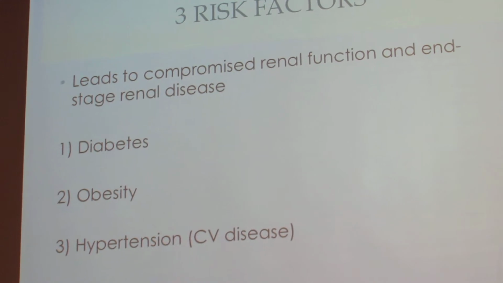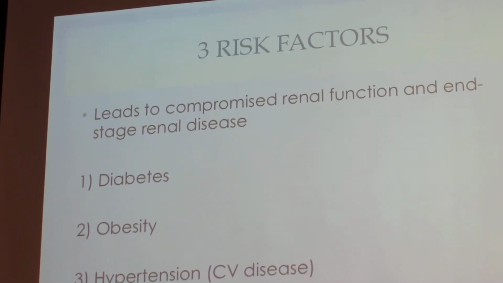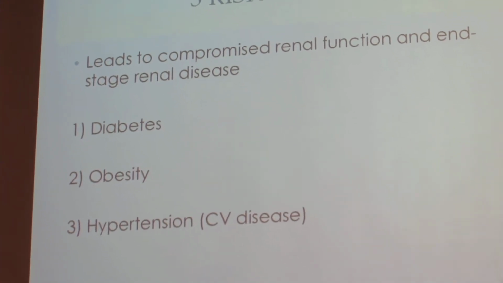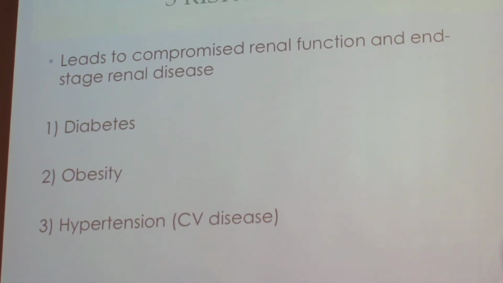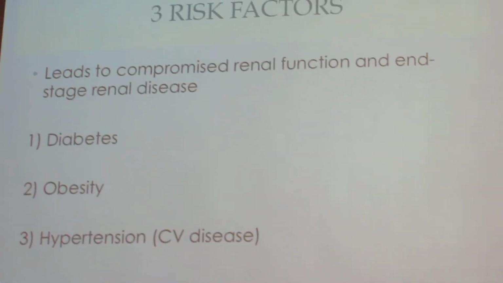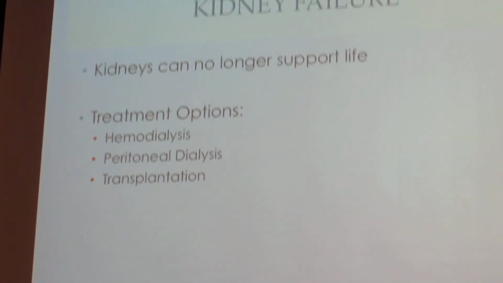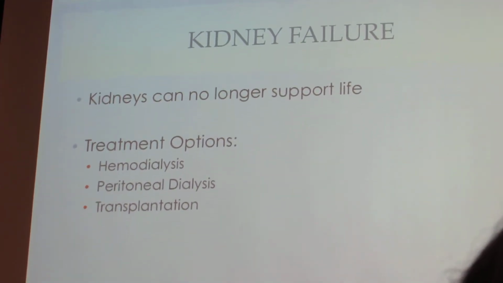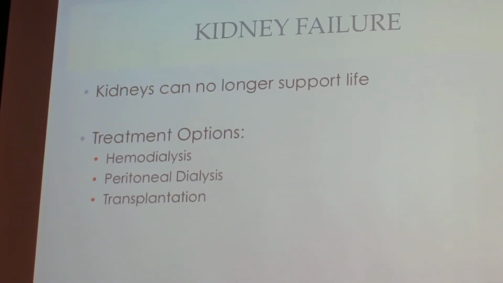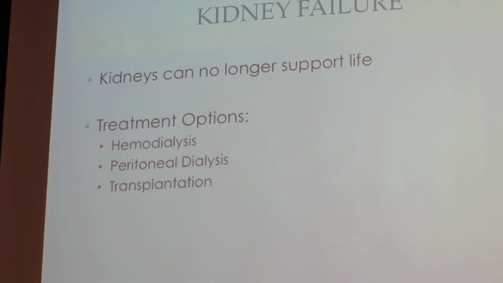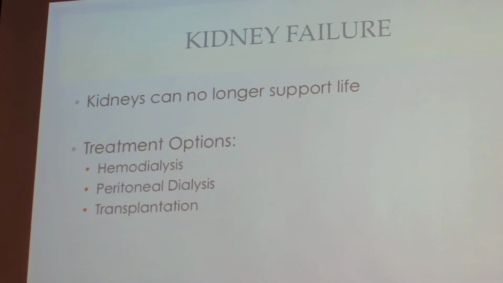There are 3 risk factors that can lead to compromised kidney function. These are diabetes, obesity, and hypertension, which is the cardiovascular disease. So kidney failure happens when the kidneys can no longer support life. And there are 3 different treatment options to address this, and those include hemodialysis, peritoneal dialysis, and transplantation.